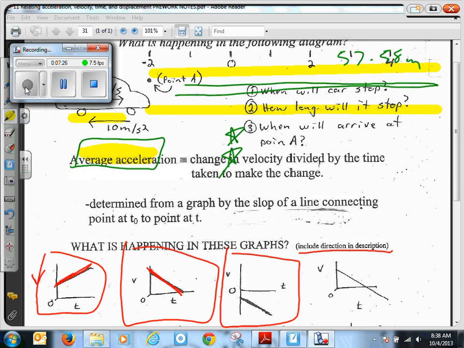And then last but not least, this graph right here. Yes, you guys are really getting the hang of that. It started out as a positive velocity with a negative acceleration, comes to a stop, and then at that stop, it turns around and starts increasing in speed in the opposite direction. That's very good. So with that, we can begin our lab.